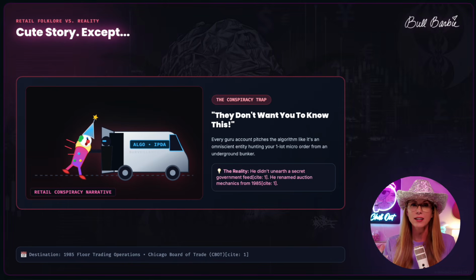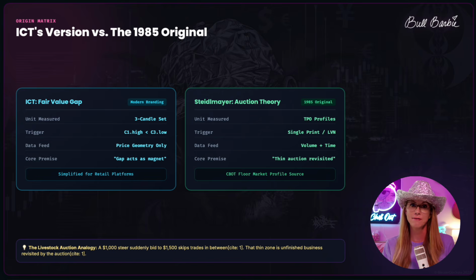Every smart money account on social media talks about this like ICT found it in a booby-trapped cave on a holy quest. But bless his heart, he did not dig this concept up out of the ground. He renamed it. And the receipts go back 40 years before ICT ever picked up a microphone or a chart. So let's go back to 1985.